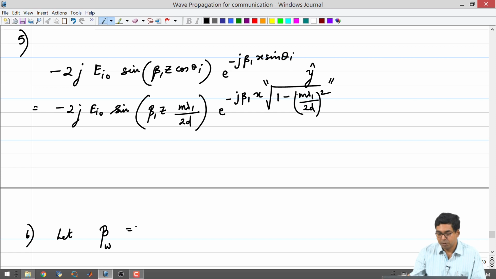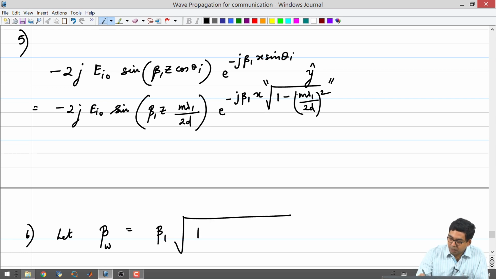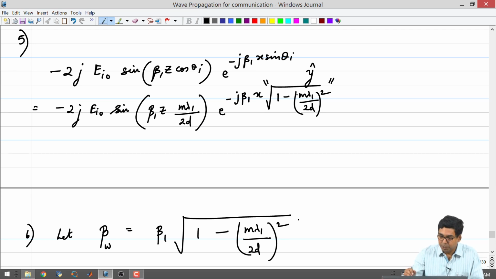you can create what is known as a beta w. W is just for a waveguide. It is a waveguide, it has the same homogeneous medium beta 1, but in between two plates separated by a distance d, it seems to have a different phase constant if you define beta w to look like beta 1 square root of 1 minus (m lambda 1 by 2d) squared. If I do this, then I can write down the exponential as e to the minus j beta w x. It looks like a homogeneous medium with a phase constant of beta w.